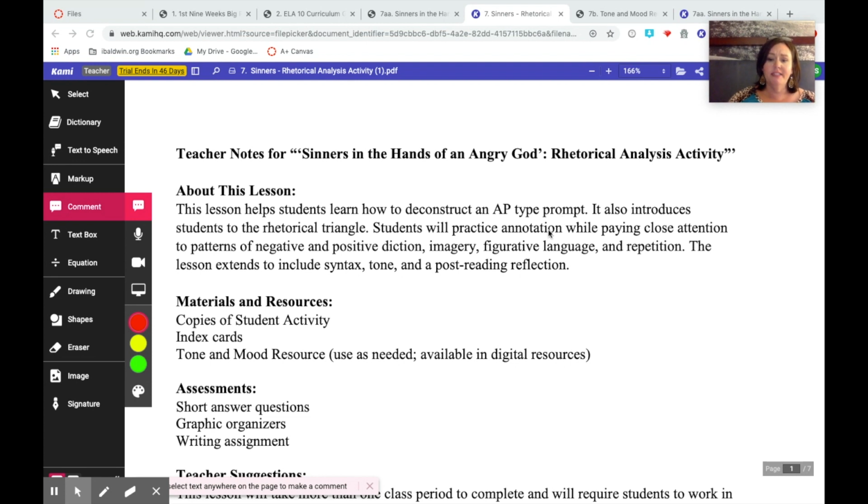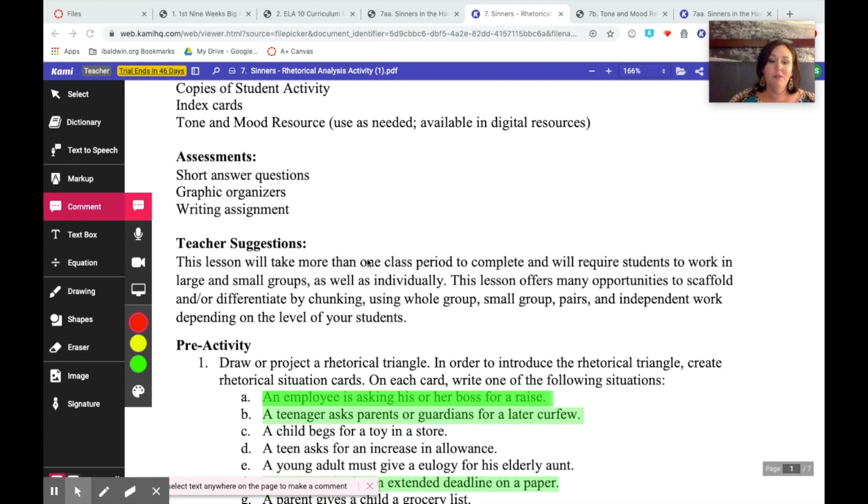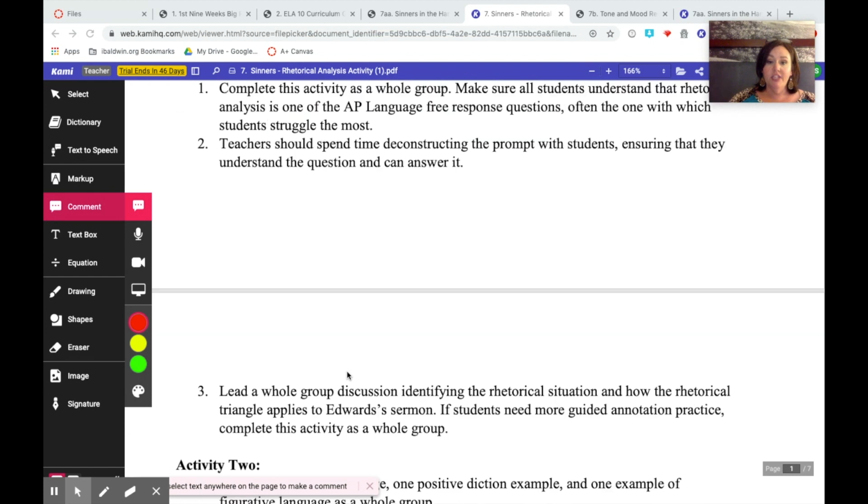There's going to be practice with annotation, and we're going to start looking for some specific things in the text: patterns of negative and positive diction, imagery, figurative language, and repetition. So this is a very big, very rich lesson. You have your materials and resources, some assessment options that you can use, and of course the suggestions for how to work through each activity.